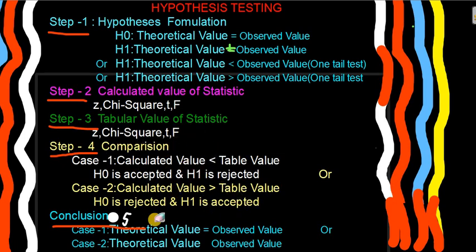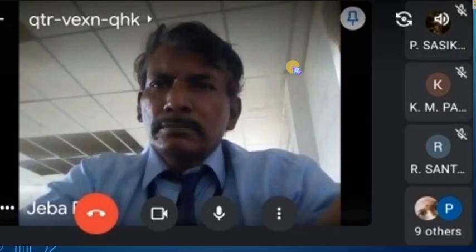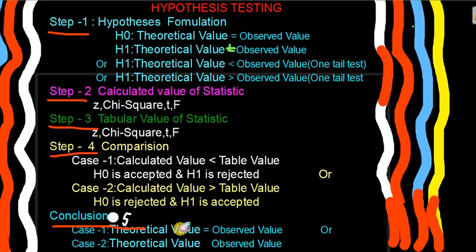According to that, we can also make the conclusion. In the first case, if the calculated value is less than the table value, then the null hypothesis is accepted. The conclusion is that the theoretical value equals the observed value. If the calculated value is greater than the table value, then the null hypothesis is rejected. Therefore, the theoretical value is not equal to the observed value. That is a very important thing: not equal to the observed value.